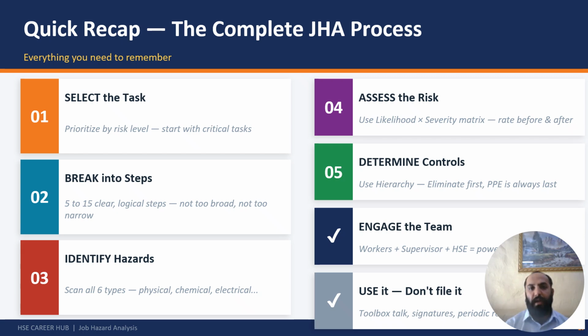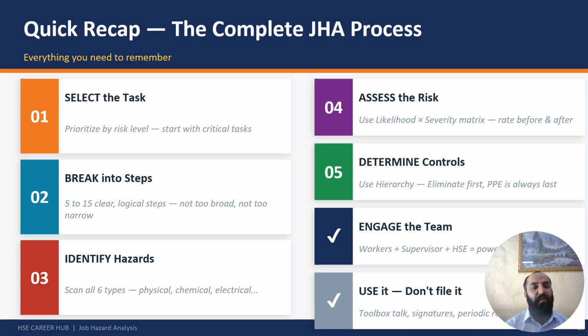Okay, we have covered a lot today, so let me bring it all together. The JHA is a five-step process. Step 1: select the highest risk task first. Don't try to do everything at once. Prioritize. Be strategic. Step 2 is break it down. List every step of the task clearly. 5 to 15 steps is your target. Not too broad, not too narrow.